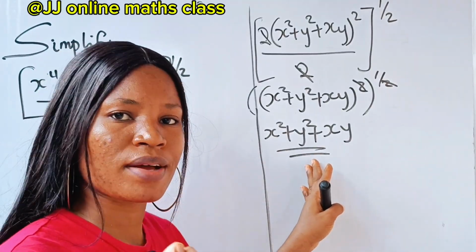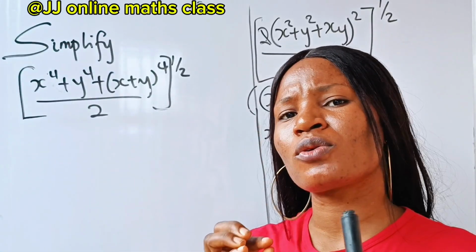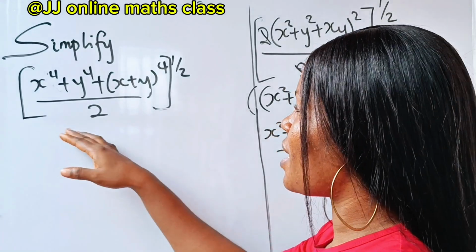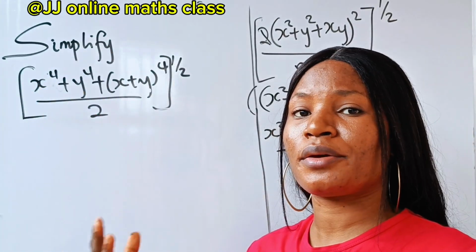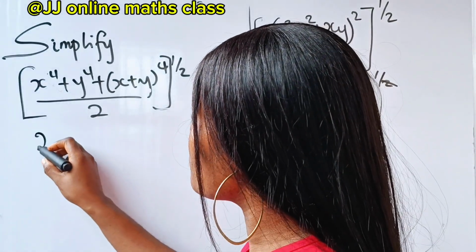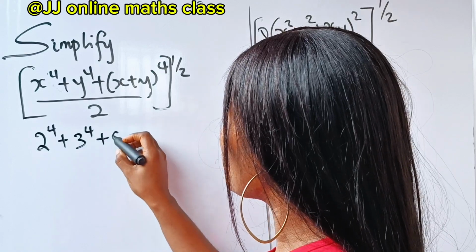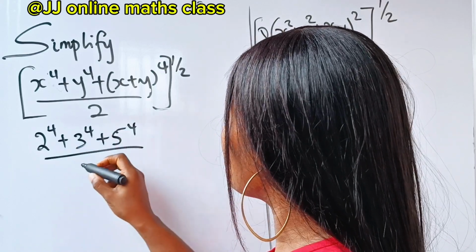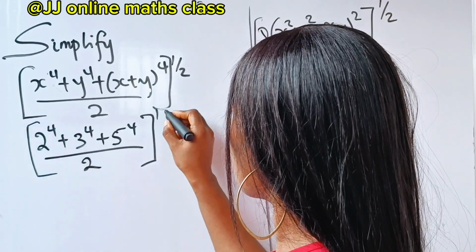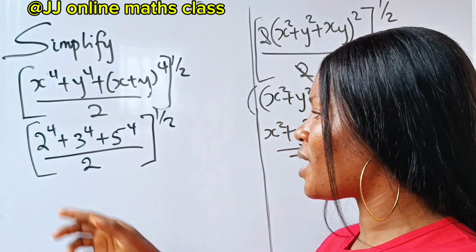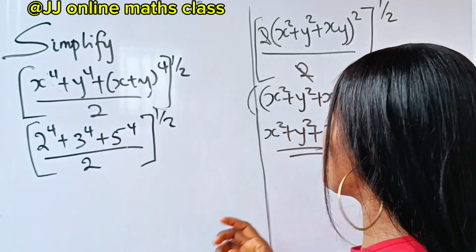Let's bring in a practical question and solve it with this. Let's use something small so that we can easily solve it, but this is actually for something bigger, when your x is a big number, your y is a big number like 100 and above. Let's just use something simple like 2 to the power of 4 plus 3 to the power of 4 plus 5 to the power of 4, divided by 2, and everything raised to the power of half. You might be asked to solve something like this with bigger numbers that you cannot easily solve.